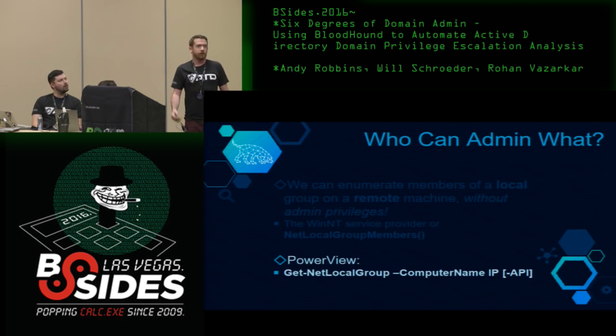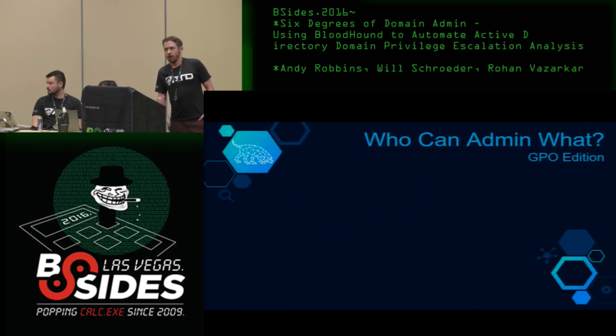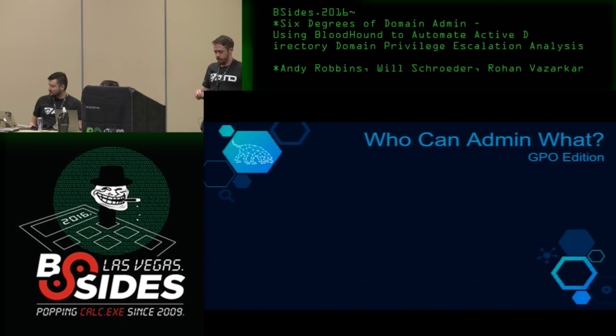In PowerView, if you want to execute this, you can do Get-NetLocalGroup, one of the most common functions that will run. You can just do a computer name, an IP, or NetBIOS name, and if you would like to use the API method instead of WinNT, the WinNT approach, which is the default, you can pass the optional -API flag. This is a bit of a new addition.